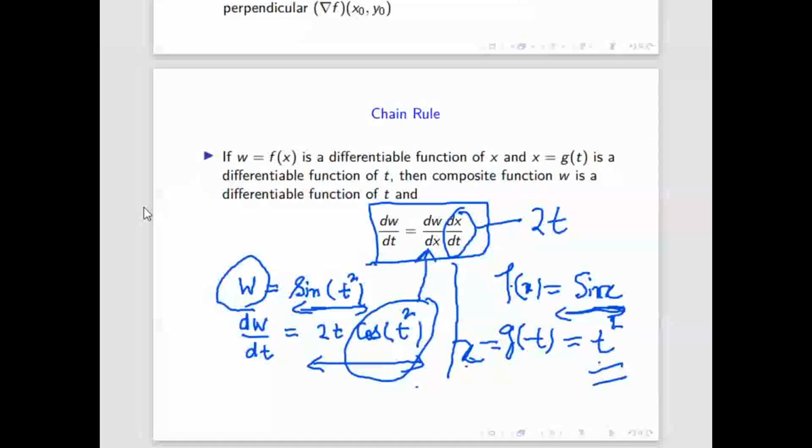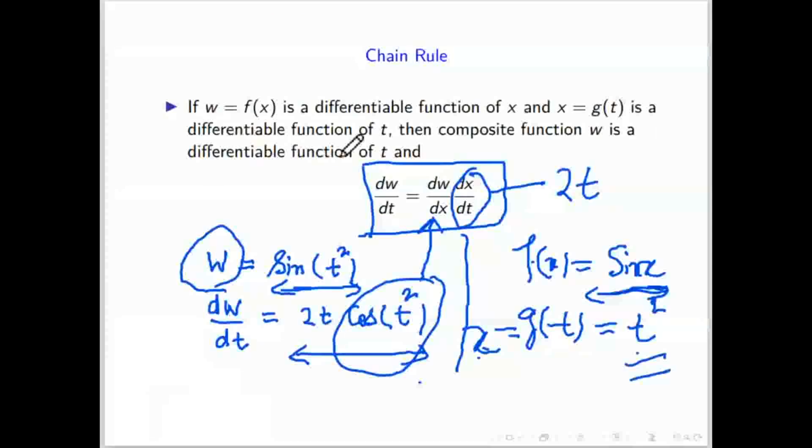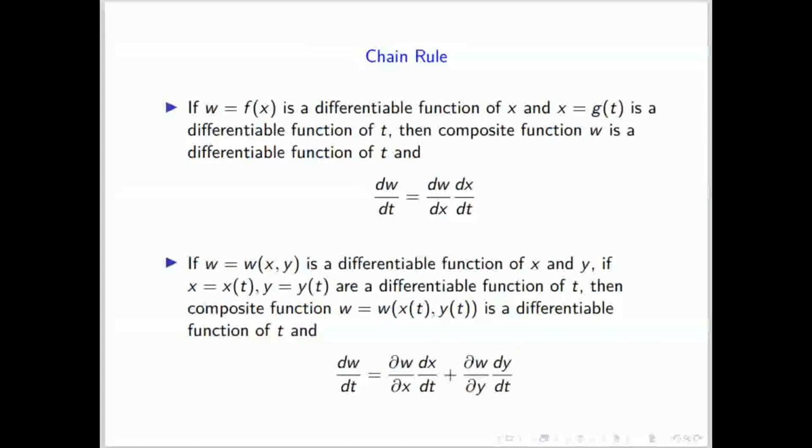But in multi-variable, there are more than one variable, not only one variable. So we'll see how to deal with multi-variable function with respect to chain rule. Like this is given. Suppose w is a function of x, y. Previously, it was only function of x. Now here it is function of x and y. It is a differentiable function.